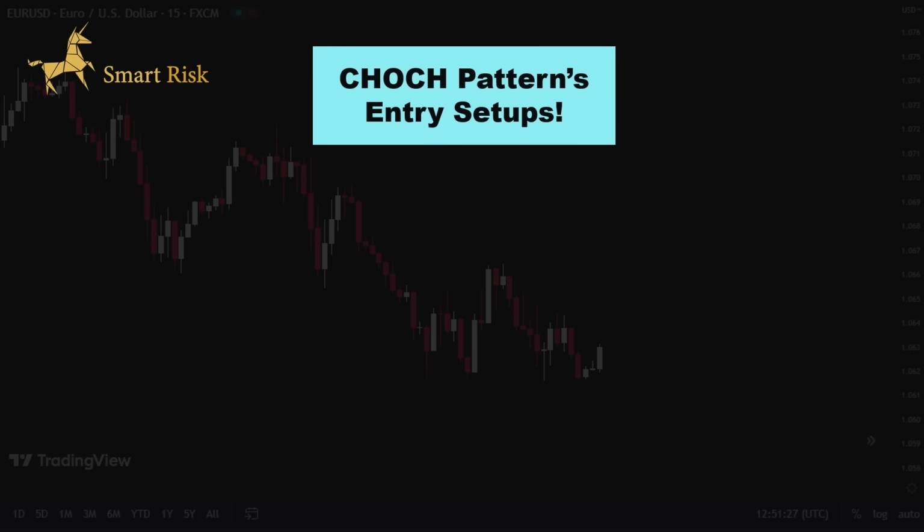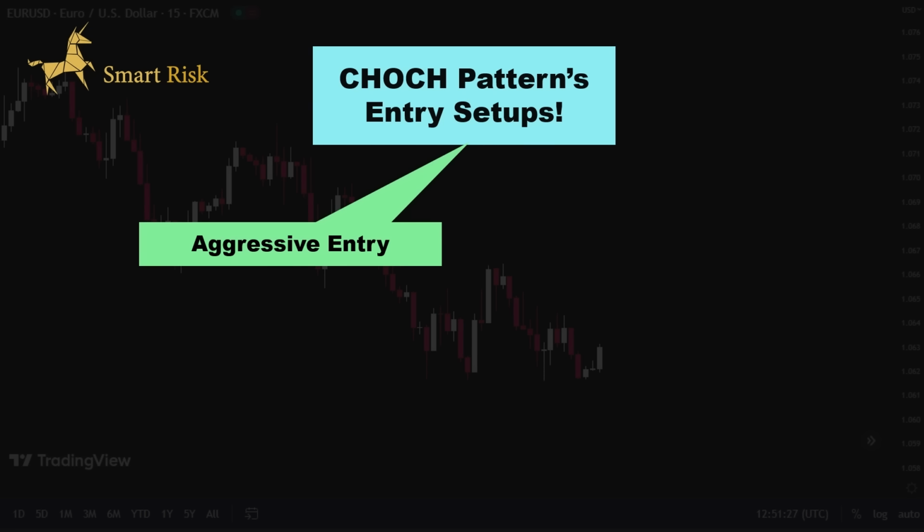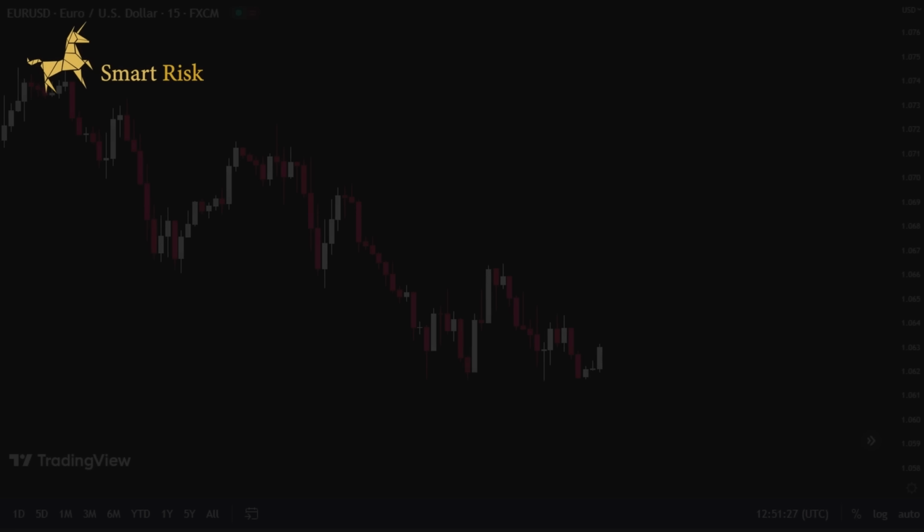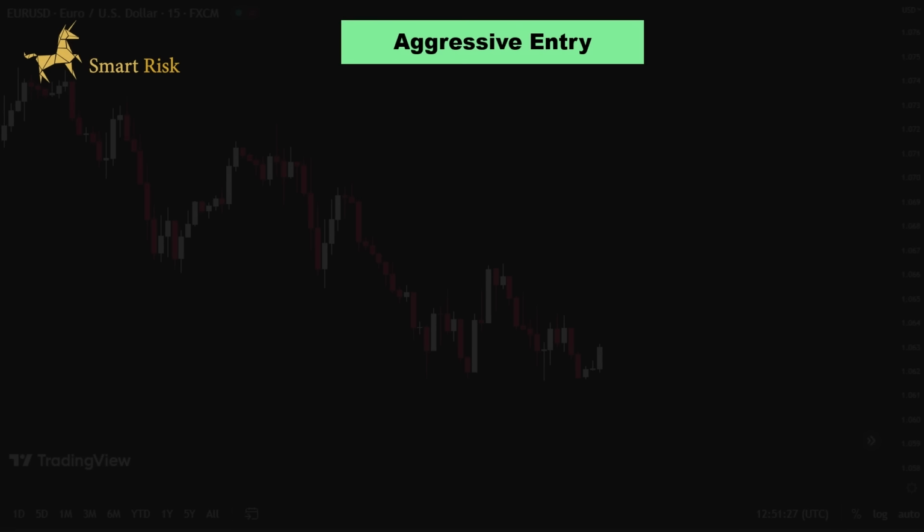For using a change of character pattern to take trades, we can use two different types of entry. One, the aggressive entry type, and the second is the conservative entry type. So let's discuss both of them in detail. I'm going to start with the aggressive entry model.